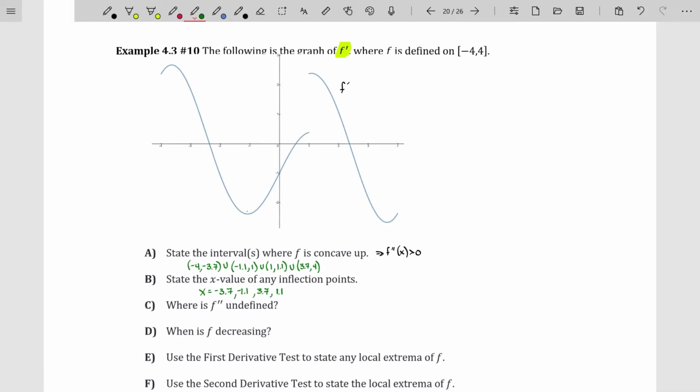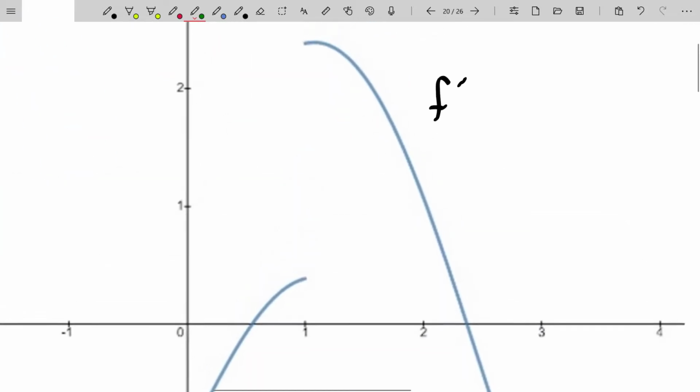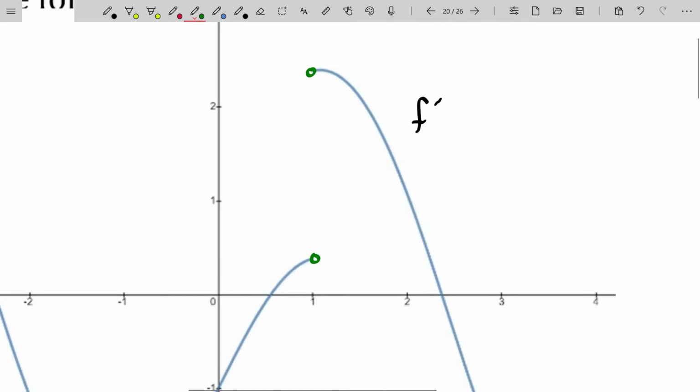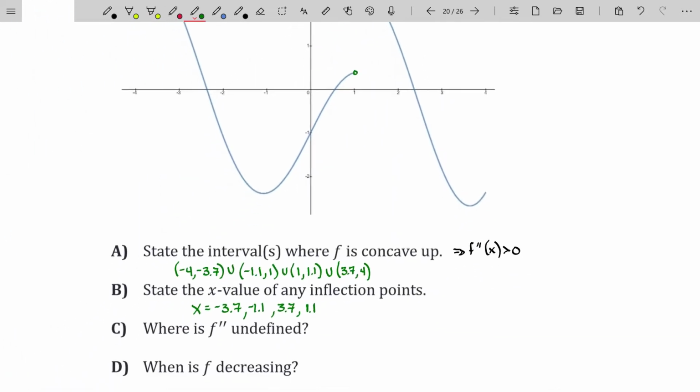Where is f double prime undefined? Well, this is not a trick question, honestly. It's just, where does our first derivative not exist? And if our first derivative has a jagged edge, obviously derivatives don't exist at corners or cusps. So if our first derivative had a corner or cusp, then our second derivative would be undefined at that corner or cusp, but it doesn't have a corner or cusp, so we don't have to worry about that. But it definitely is not defined at a jump discontinuity. Derivatives do not exist at jumps. So the derivative of this function, which is a second derivative, doesn't exist at x equals 1. There we go.